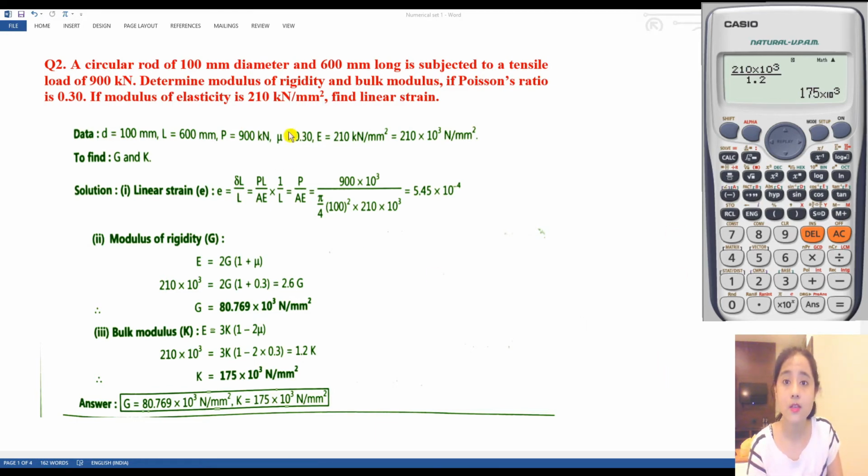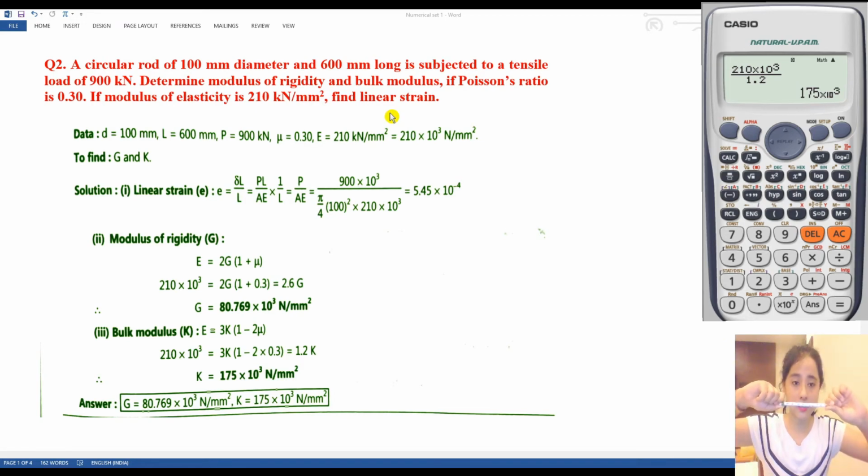Now last, they've asked us to find linear strain. What is linear strain? Linear strain is signified by a symbol E. Where does linear strain come in? Now this is a circular rod, the force is acting like this and its length is increasing. Why will it increase? Because the force acting on this circular rod is a tensile force. So when tensile force is applied, its length increases and its diameter decreases. This diameter is the secondary dimension, right? When we find the strain along the diameter, we call it lateral strain. When we find the strain along its original length, we call it linear strain.